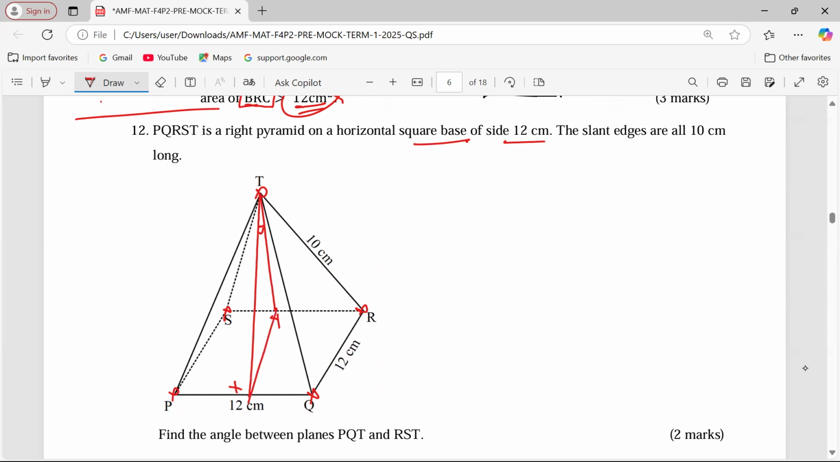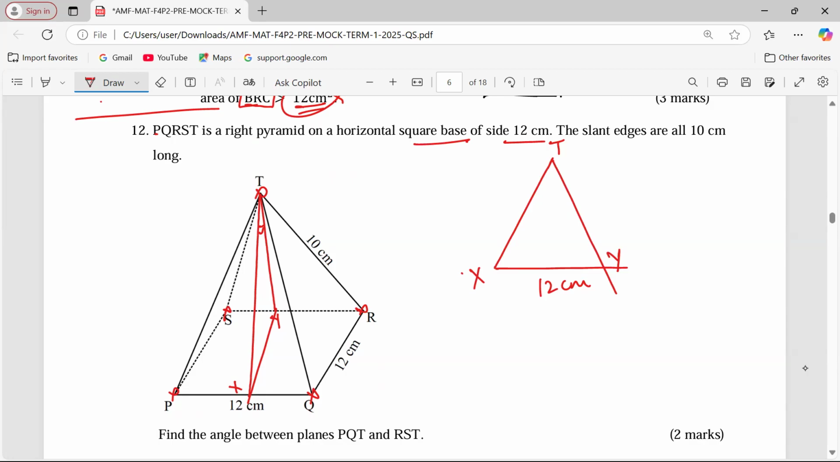Remember, from X to Y is 12 centimeters. Let me extract now triangle XTY. So I'm talking about XTY, with 12 centimeters. What about a length like XT? Is it known? Not really. Can we know it? Yes, we can.